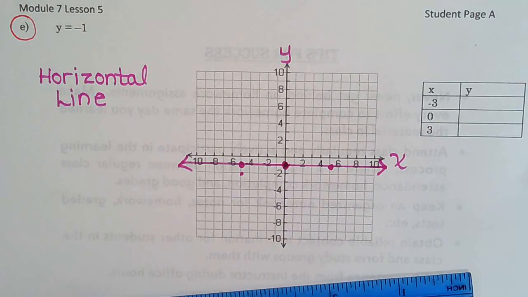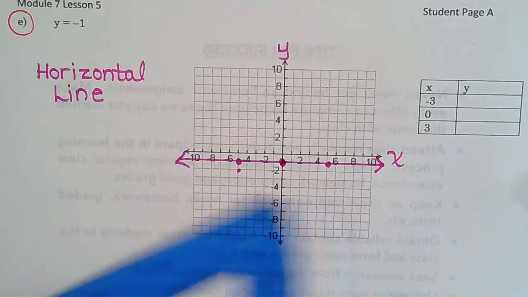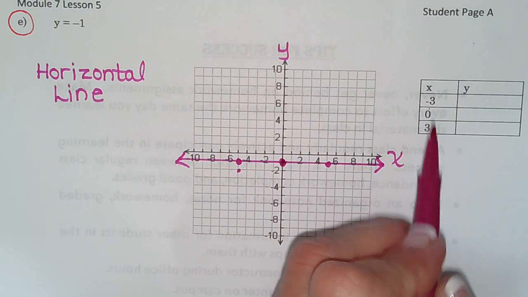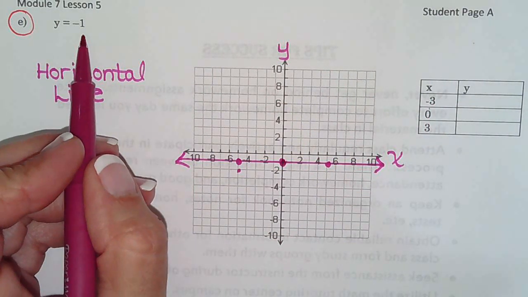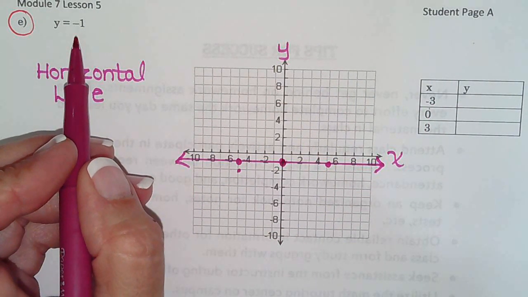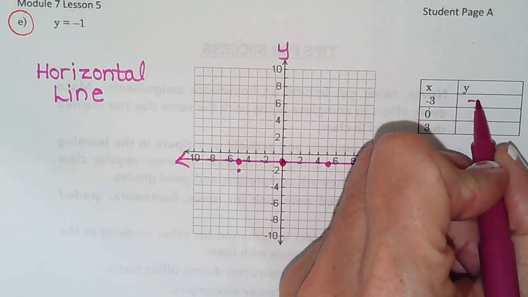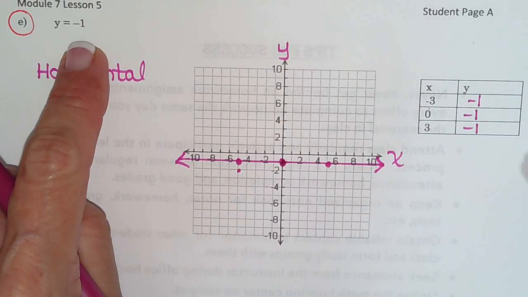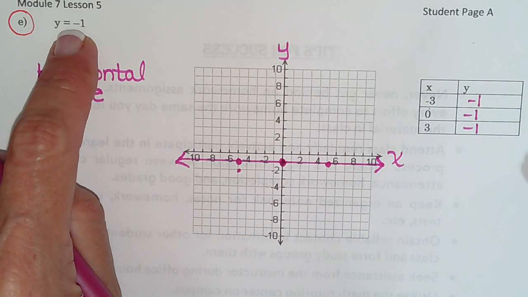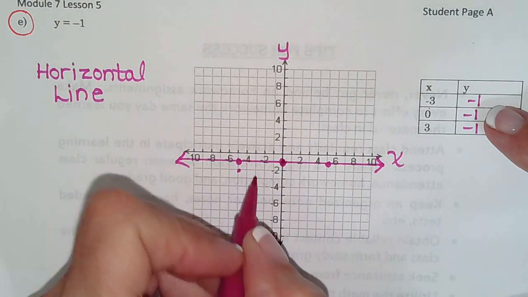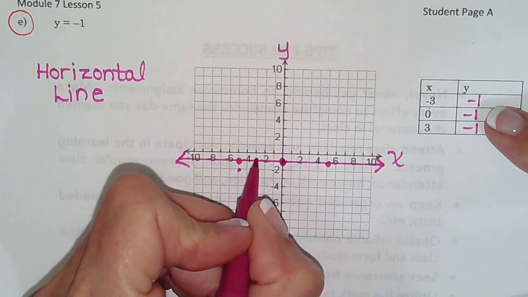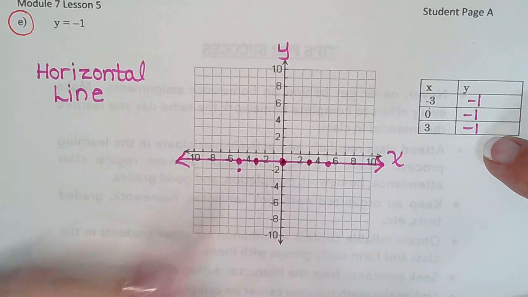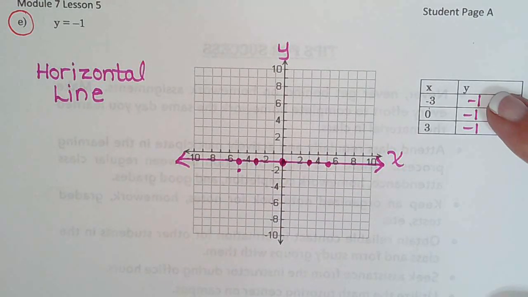Okay. If you were asked to do a table, you just say, oh, okay, well, x is -3, 0, and 3. Well, this tells me y must be -1. So you just go down here. All of those have to be -1 because there's no other variable. So this says make y -1. So then when you go to graph it, you'd have -3, -1, 0, -1, 3, -1. So if they asked you to make a t-table, that's what it would look like.